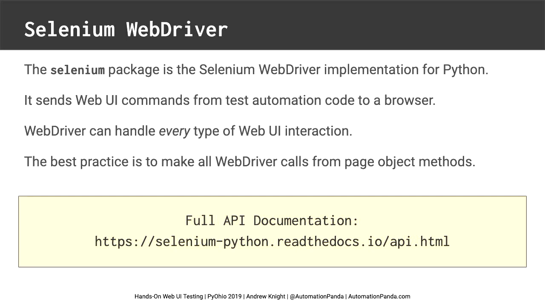In Python, the Selenium package is the Selenium WebDriver implementation. Right? There are other implementations in other languages. Java, C Sharp, Ruby, those would be the other big ones, JavaScript. They all have Selenium WebDriver implementations. Python has one as well. WebDriver works the same in all these different languages. It's just the APIs are, of course, going to be native to whatever that language is.